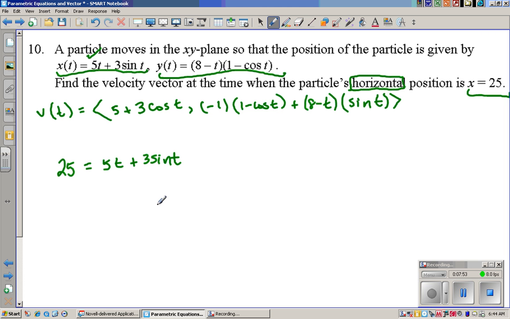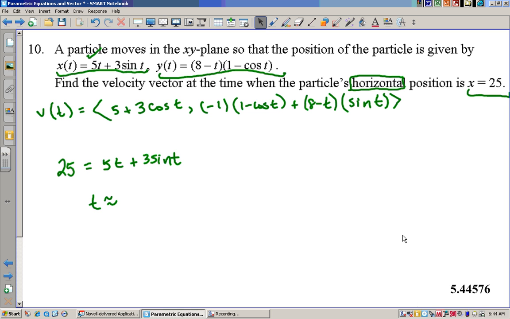And this is where, again, the calculator comes in. You need to solve this. One of the best ways to solve it is if you have a TI-89, you just put solve 25 equals this function, it'll solve it for you. Or if you have a TI-84, you're going to put one in y1, the other in y2, and find where they intersect. We will find that they intersect somewhere around t equals 5.44576. Okay. Now, once you find that t value, again with the calculator, plug that in here, and you should get your answer.